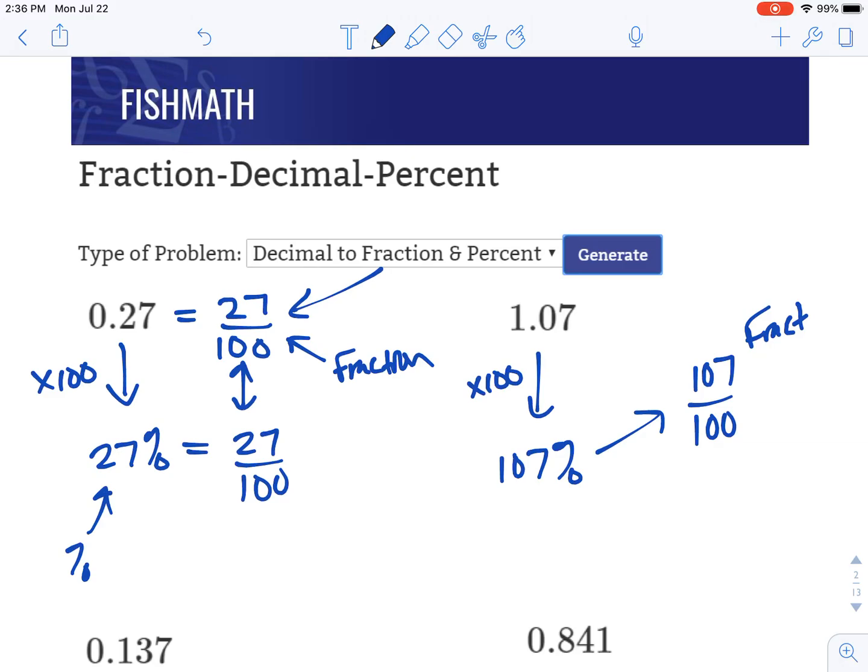Or you could think of 1.07 as 1 and 7 hundredths, which is a mixed number, which you can make into one improper fraction the same way as we have right down here, 107 over 100.